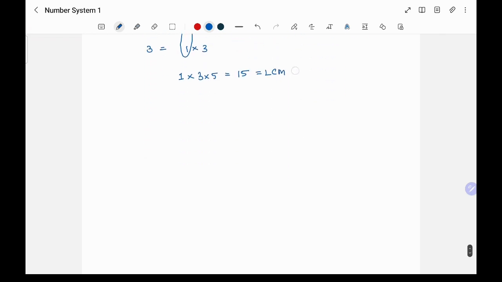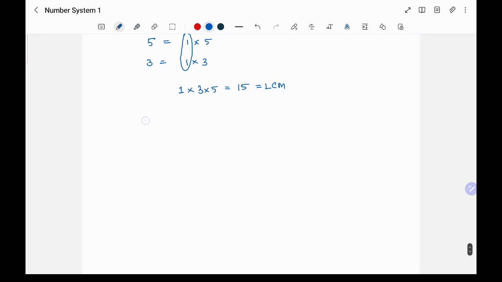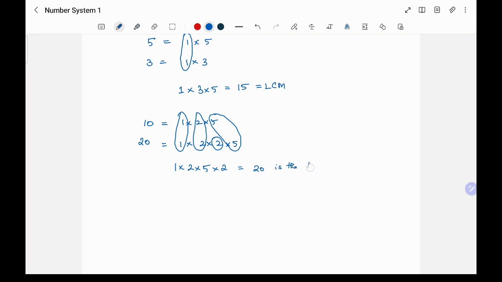Let's take two other numbers, let's say 10 and 20. So 10 is 1 into 2 into 5. 20 is 1 into 2 into 2 into 5. Now we map it. Mapped numbers we write only once, 1 into 2 into 5, and the unmapped number we multiply as it is. So this will give us 20. So 20 is the LCM of 10 and 20.